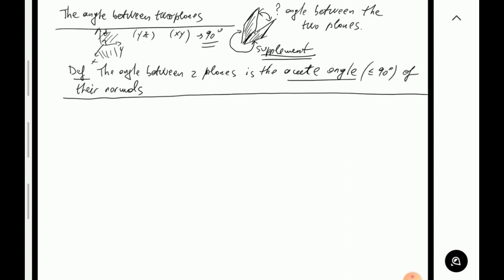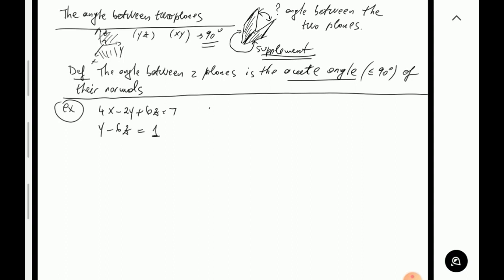So we already have the tools at our disposal to figure out how to approach this. So let's do an example right away. Let's say we have a plane of the equation 4x minus 2y plus 6z equals 7, and another plane of equation y minus 6z equals 1.